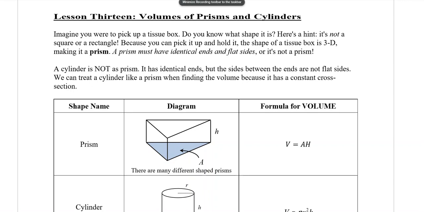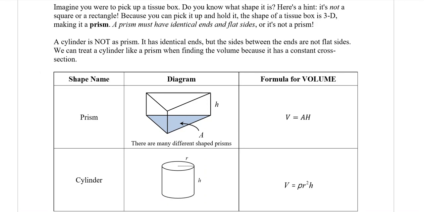Hello, Year 8. Today we are talking about volume of other types of prisms and cylinders. Imagine that you were to pick up a tissue box. Do you know what shape it is? Here's a hint. It's not a square or a rectangle. Because you can pick it up, it is a three-dimensional shape, making it a prism. Prisms must have identical ends and flat sides, or it is not a prism.